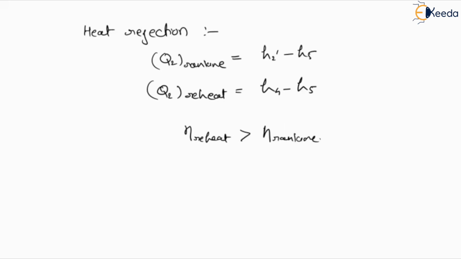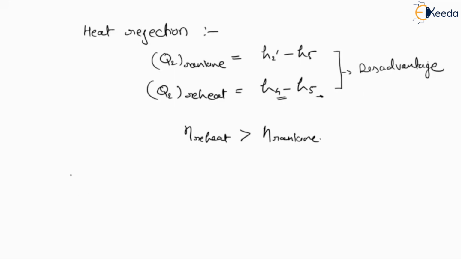So this is another term, and this particular term is representing the disadvantage. Why? Because heat rejection is increased here compared to Rankine cycle. So it will increase the condenser work. Here condenser has to convert more steam or more vapor into liquid form. So it will increase the condenser work. So that is considered as disadvantage of the reheat cycle.